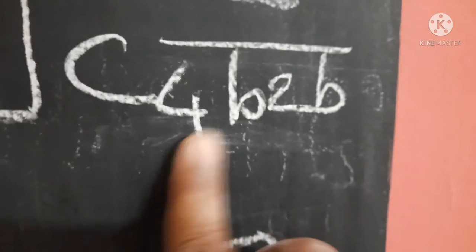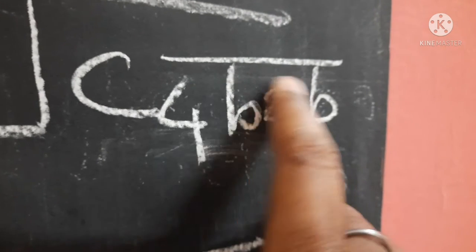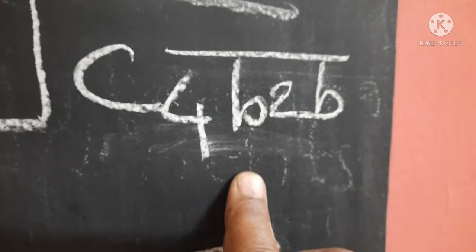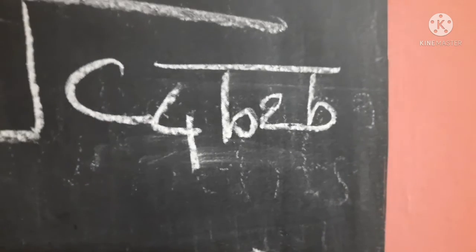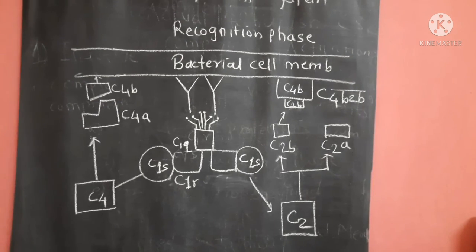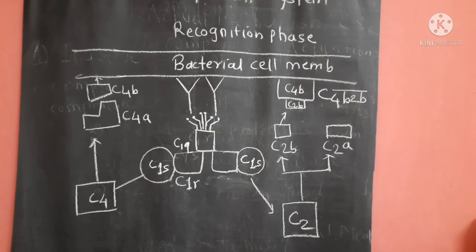Activation of this C4b2b activated component is the initial step for the enzymatic reaction of the complement pathway. This is all about the recognition phase of the complement fixation pathway.